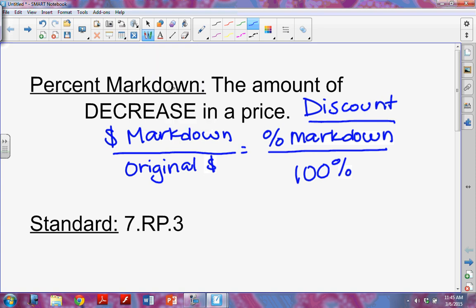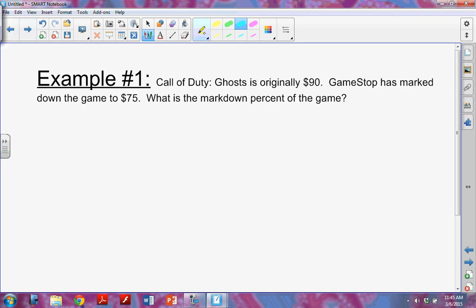In this one, markdown, the original price is still here, so it's no longer the 100% like it was when we were doing tax and tip. And you were always given the 100%. So anytime we're working on proportions here lately, we've always been given that 100%. So just like markup, markdown has two different ways that it can be solved.